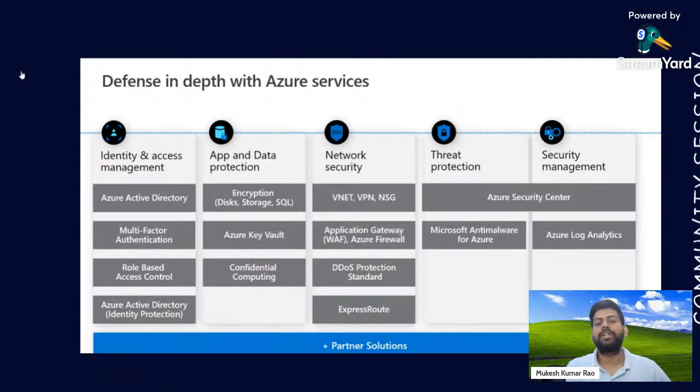Then this is the defense in depth approach that Azure Security Services is providing. So in IAM, that is Identity and Access Management, we have Active Directory and multi-factor authentication. There you can enable two-factor authentication code, or OTP, to verify your ID. And then we have role-based access control that I am showing you in the Entra ID. So that is a part. In app and data protection, we have these other features available.